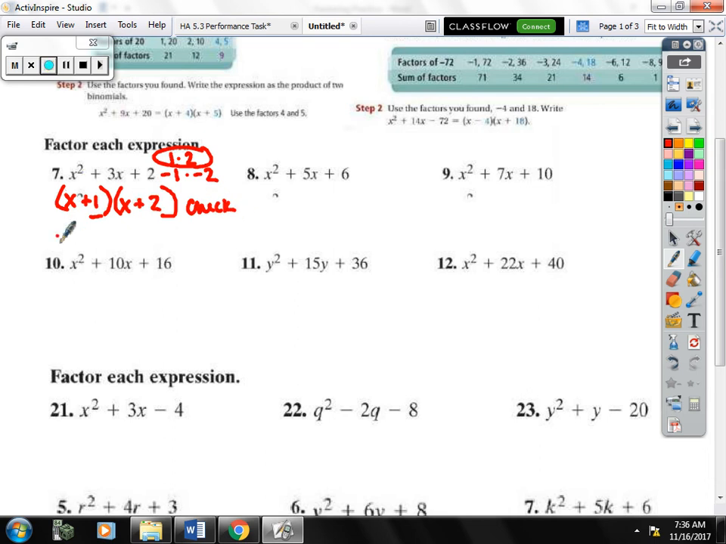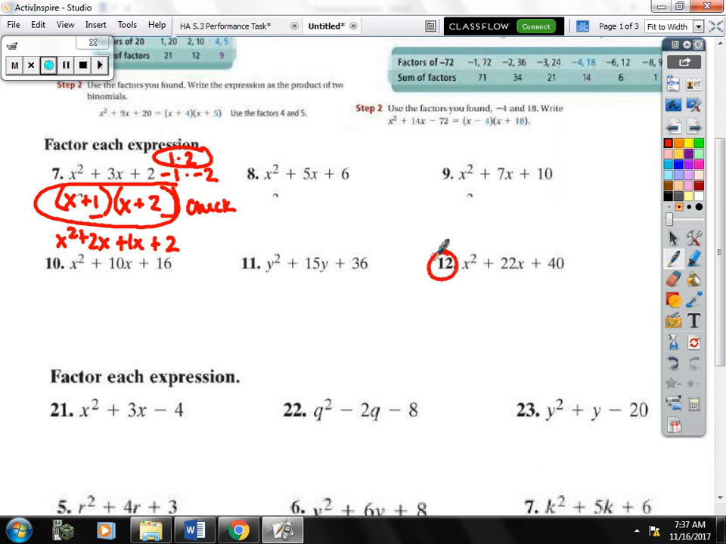And then you can always check by foiling. We'll get x squared plus 2x plus 1x and plus 2. And you can see 2x plus 1x is 3x. So this was my final answer. Okay, so that's how you're going to do all of these. You are listing the factors of the last term.